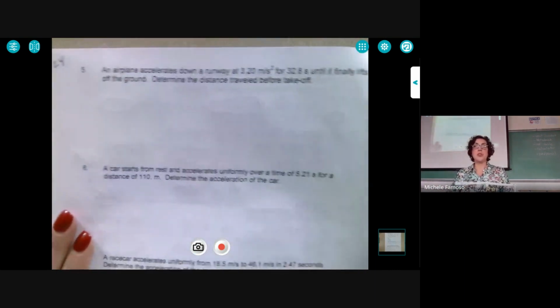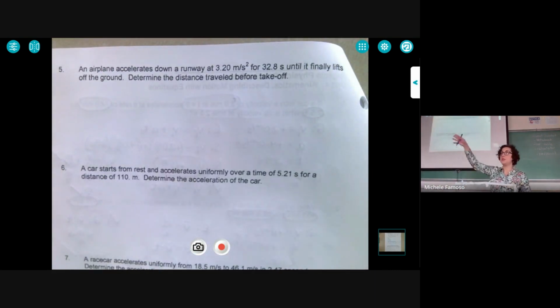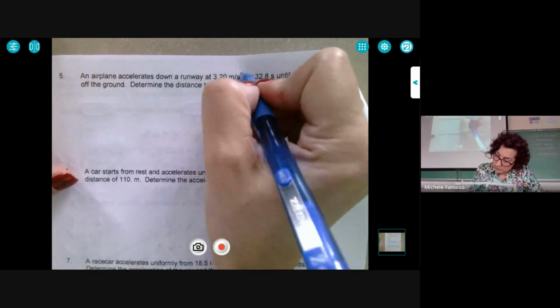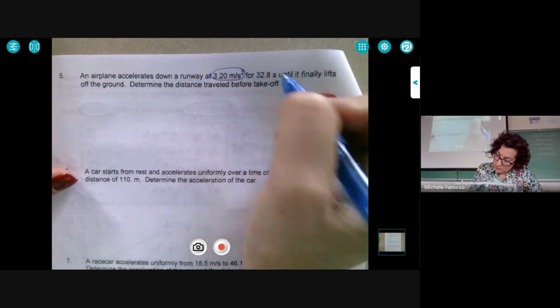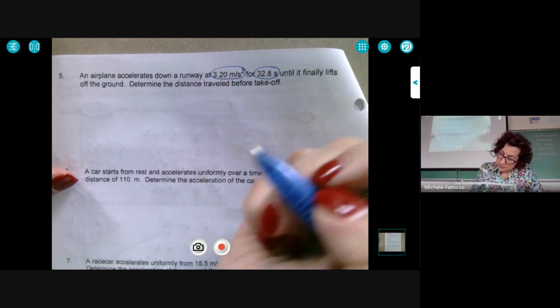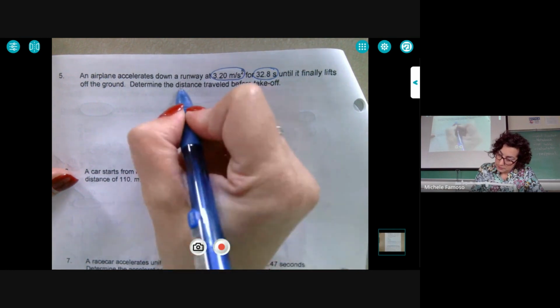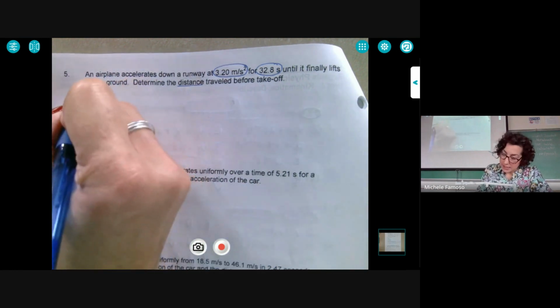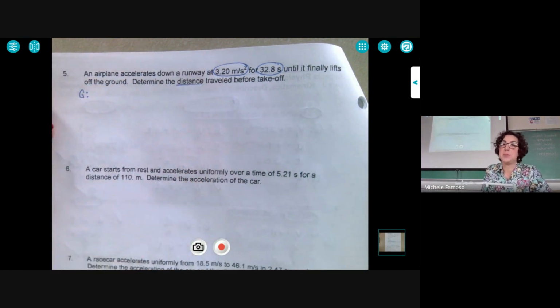Let's go on. Number 5. You're going to do the whole thing now. One person is going to do each step of this. Who wants to get us started by reading the question aloud while the rest of us circle and underline? Who wants to read it? Ian, go for it. An airplane accelerates down a runway at 3.20 meters per second squared in 32.8 seconds until it finally lifts off the ground. Determine the distance traveled before takeoff. Excellent. Okay, so Talia, I need a given piece of information for this airplane.